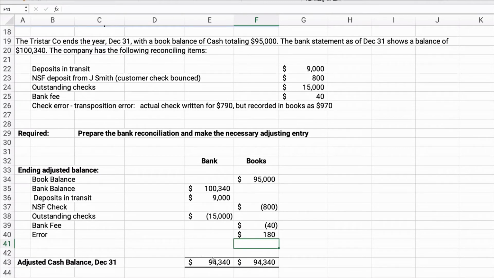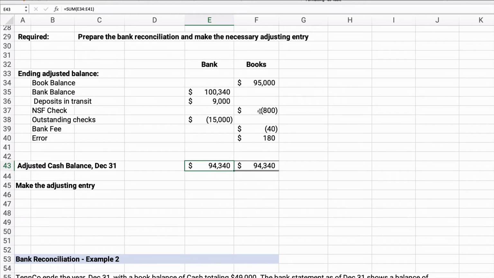The adjusted cash balance is $94,340 for both the bank and the book. So how much do we have? We really have $94,340 after everything clears the bank, and now we've updated our books. It's $94,340 is our adjusted cash balance. Now, we need to make a journal entry. We need to make a journal entry to make this happen.